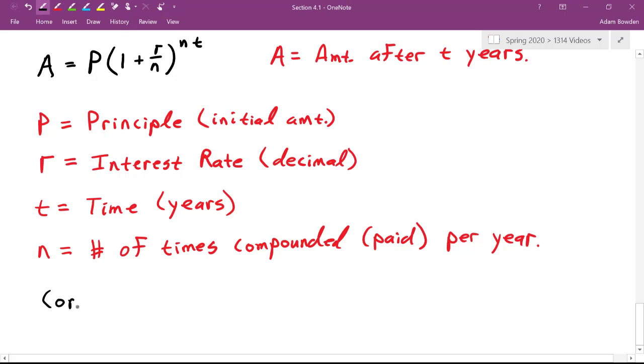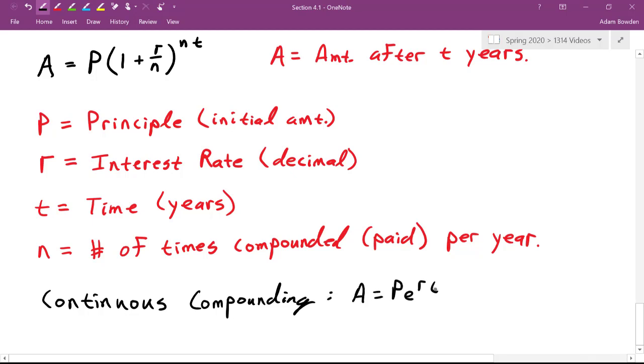There's another way called continuous compounding. Continuous compounding means that it's constantly earning interest. There are no breaks in the time between when interest is being paid. So in this case, there's no letter N involved with this formula. It just says A equals P times E raised to the RT power.